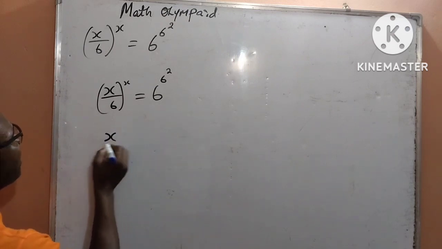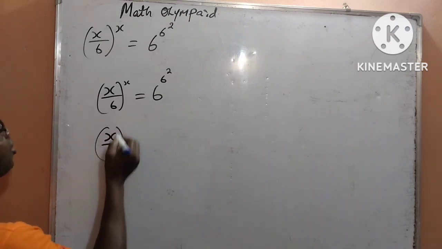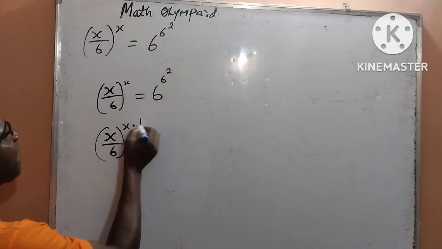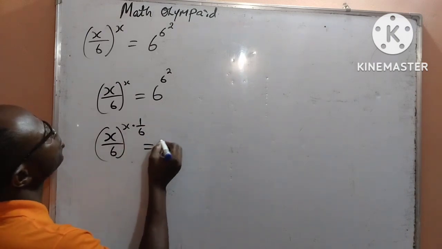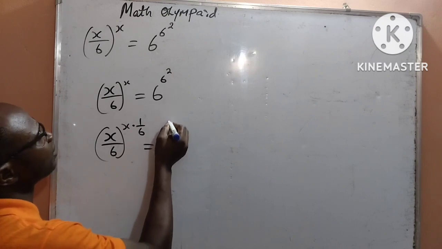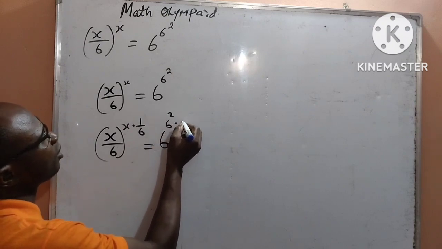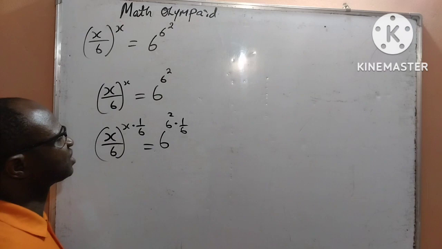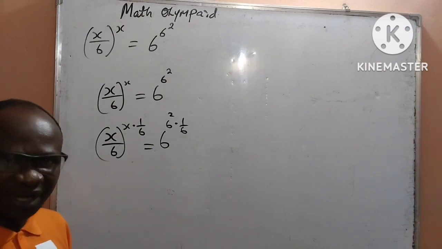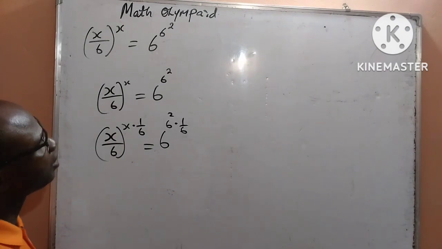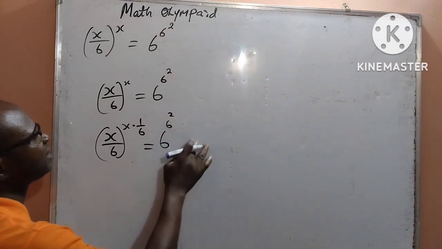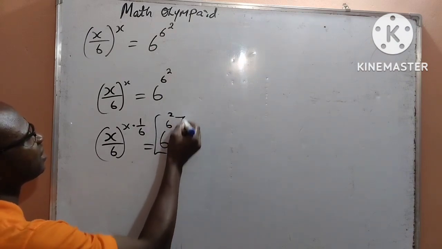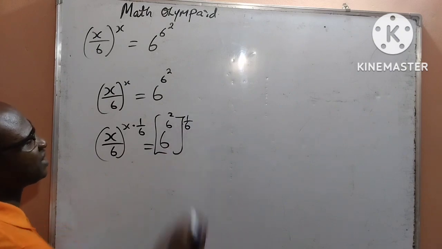That means I shall now have (x/6)^x multiplied by 1 over 6 by the left and by the right. I shall also have 6 to the power of 6 to the power of 2 multiplied by 1 over 6. It's a beautiful one. Now, by law of indices, let me make it better. We put this in bracket and then multiply by 1 over 6.